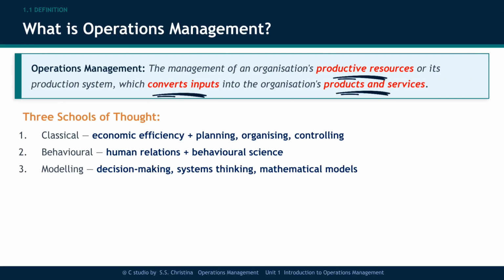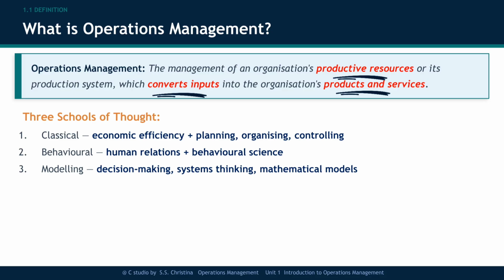All right, let's start with the definition. Operations management is the management of an organization's productive resources, converting inputs into products and services. Every word matters here. Productive resources: these are the things you manage, people, machines, materials, money, methods. Converts inputs: there is a transformation process happening. Raw things go in, finished things come out. Products and services: notice it says both. Operations management applies to a car factory, and to a hospital, and to a bank.